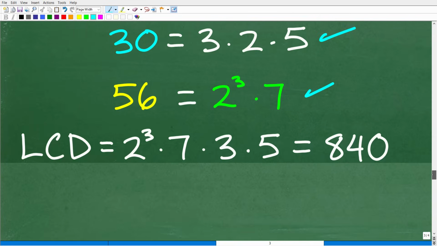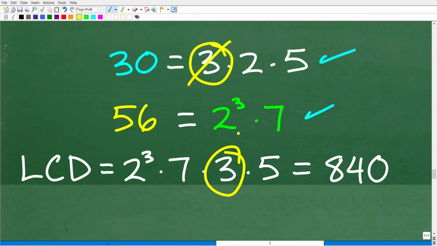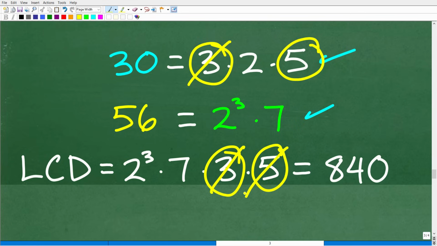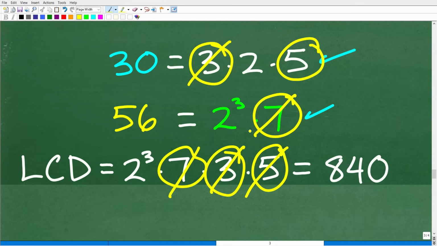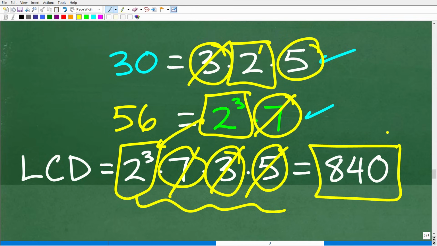And then, of course, I would build my LCD out, which has to have each factor represented, right? So let's see, I need a 3 in my LCD, I got that. And I'm looking at both of these factors, right? And now I need a 5. This one doesn't have a 5, so I need it over here. Okay, that's in my LCD. Oh, this one has a 7. I'm going to have a 7 in my LCD. And now we're down to this 2 to the first and 2 to the third. I have to pick 2 to the third. And when I figure out this big product here, it's 840.